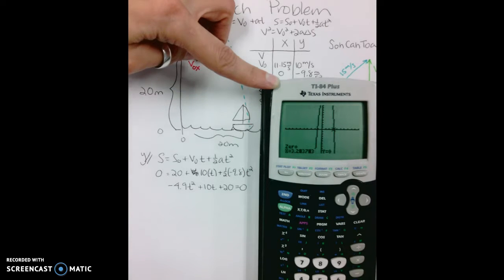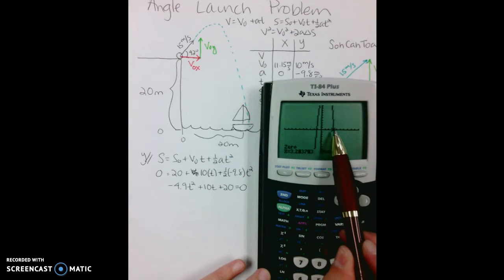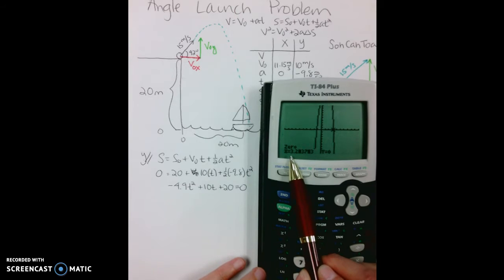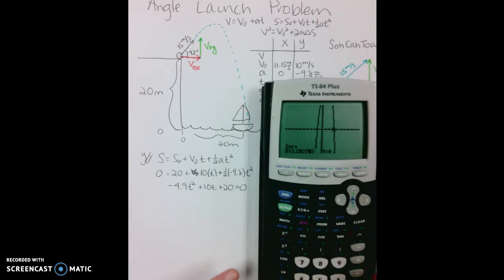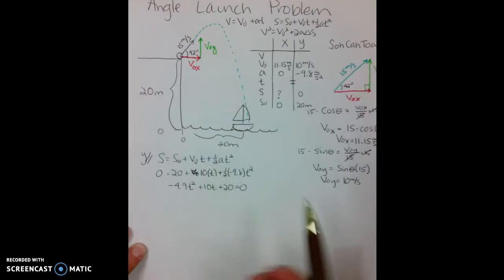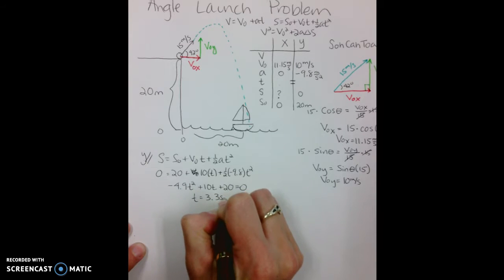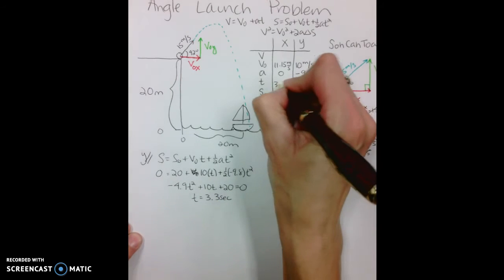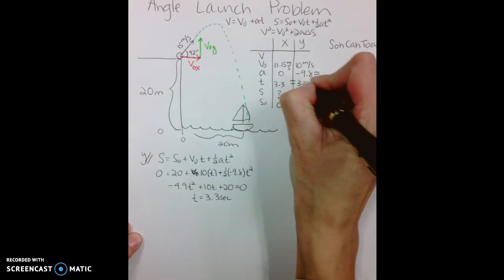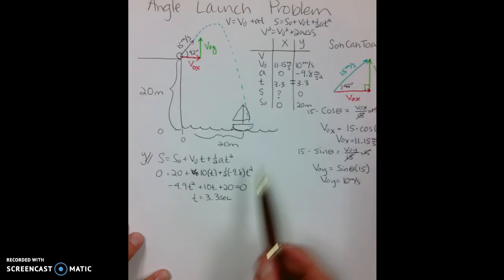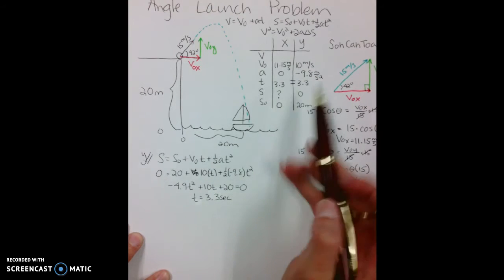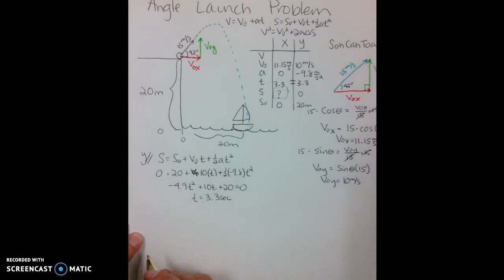So I get 3.28. Okay, so we solve for our positive 0, and we get a time here of 3.28 or 3.3 seconds. Okay, so my time is 3.3 seconds. Okay, and now I can put that up in my chart. And now I have enough information in my x direction to solve for my final position.